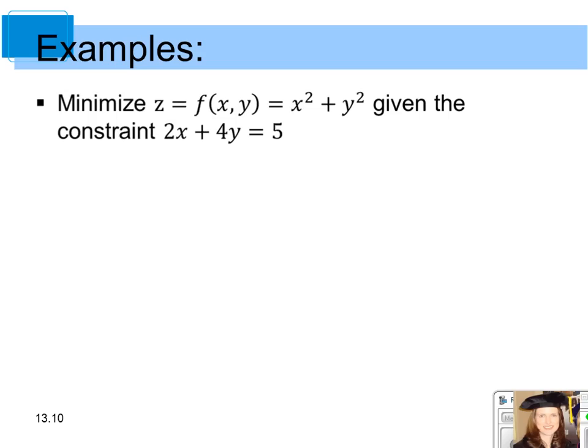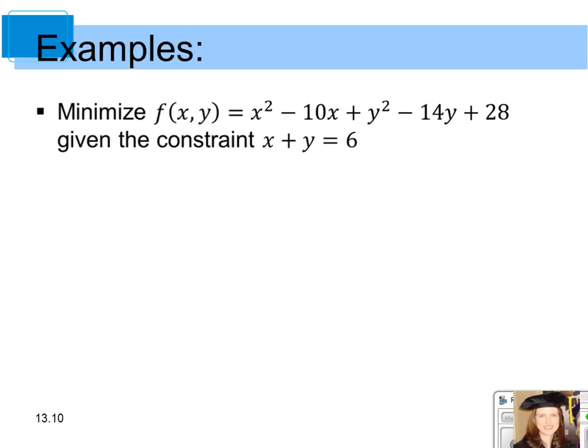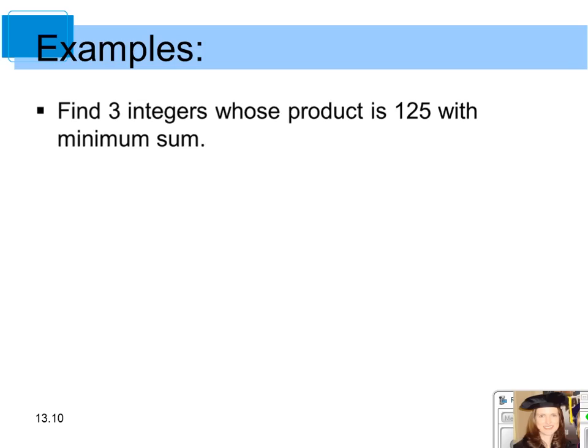In the next video, I'll be going over some examples, minimizing functions given constraints. Here is one such example. Here's another example that we'll be looking at, minimizing this function given this constraint equation using the method of Lagrange multipliers. And then we're also going to do this example of finding 3 integers whose product is 125 with a minimum sum, another type of optimization problem with a constraint.